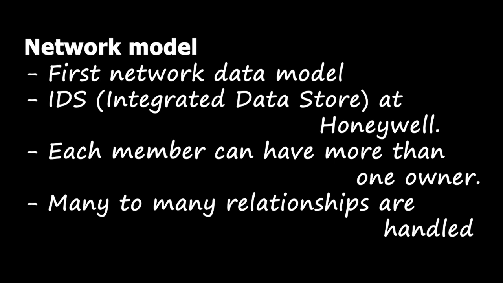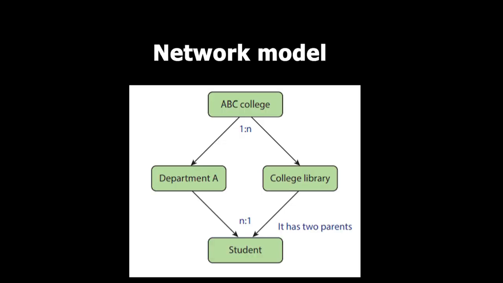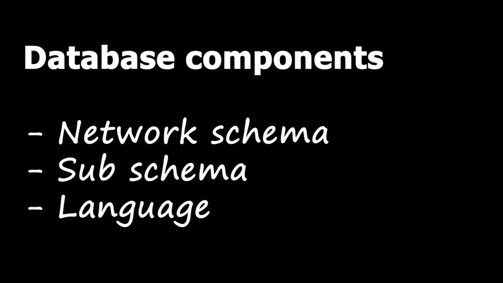In this model, if you see this diagram, there is ABC college, then Department A and the college library, and again this student has two parents. Can you see that? Department A and the college library give a one-to-one link to the student. Okay, here we have network schema, sub schema, and language.